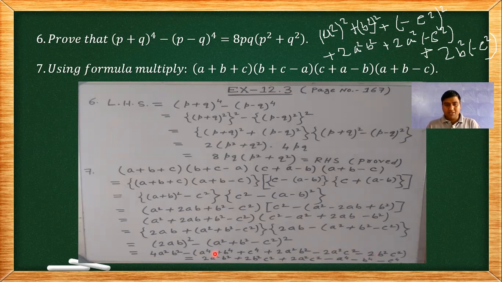Again minus sign, and this is minus. Minus, I want to say plus 2b²c². So 2a²b² plus 2b²c² plus 2a²c², and minus a to the power 4 minus b to the power 4 minus c to the power 4. So we go to our next problem.